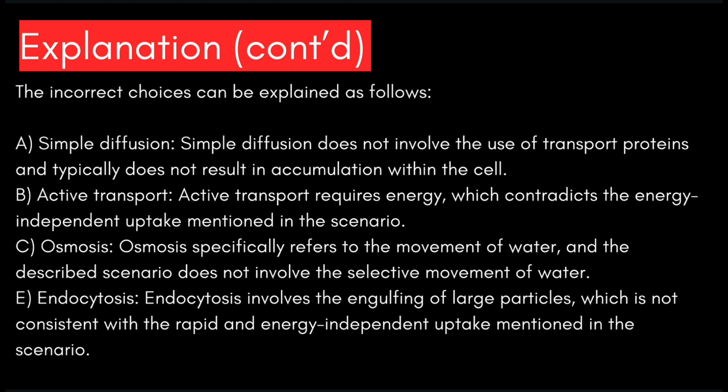The incorrect answer choices can be explained as follows. Simple diffusion. Simple diffusion does not involve the use of transport proteins and typically does not result in accumulation within the cell. Active transport. Active transport requires energy, which contraindicates the energy independent uptake mentioned in this scenario. Osmosis. Osmosis specifically refers to the movement of water, and the described scenario does not involve the selective movement of water. Endocytosis. Endocytosis involves the engulfing of large particles, which is not consistent with the rapid and energy independent uptake mentioned in the scenario. So guys, that will be all for mechanisms of transport.